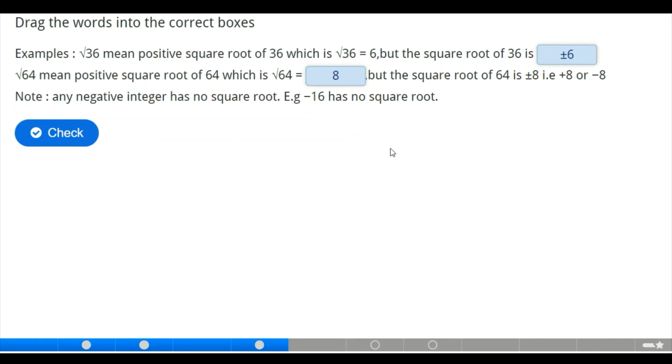But remember that whenever we are dealing with integers, any negative integer does not have a square root. If you have minus 16, you can't get the square root of minus 16 because of the negative sign.